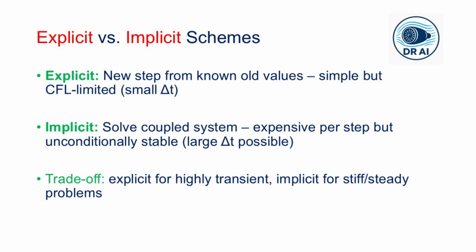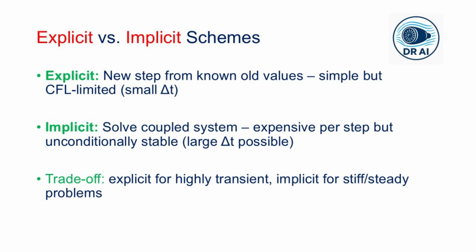On the other hand, in implicit schemes, the new time step values are coupled in a system of equations. They require solving a matrix at each time step, but they can be unconditionally stable. Stable for any time step size, even huge ones. For example, the backward Euler method for the heat equation is unconditionally stable.